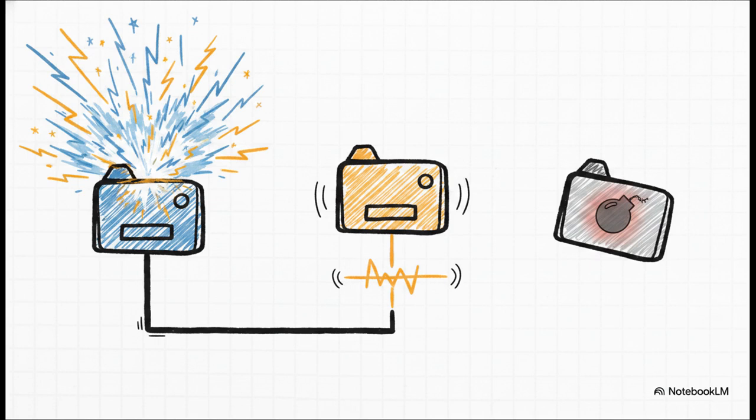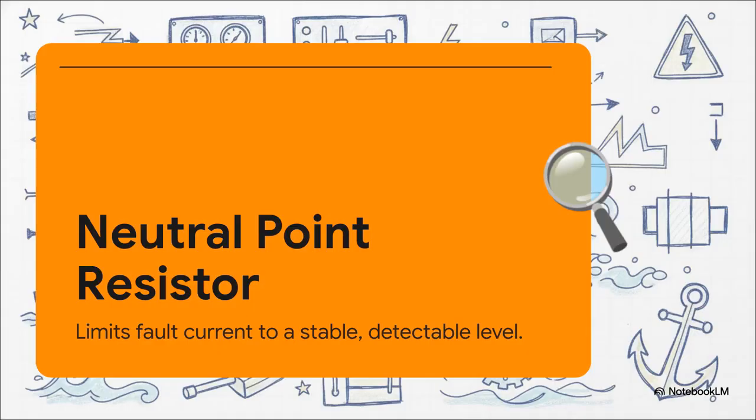So marine engineers have to split the difference. So what's the solution? It's connecting the generator star points to a neutral point resistor, or an NPR. It's a brilliant compromise. Housed in its own cubicle, the NPR deliberately chokes the fault current. It literally gives you the best of both worlds. It prevents those destructive arc flashes while still giving your protection relays a clear, stable signal to read.